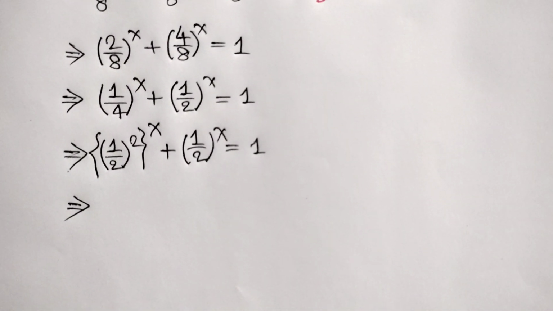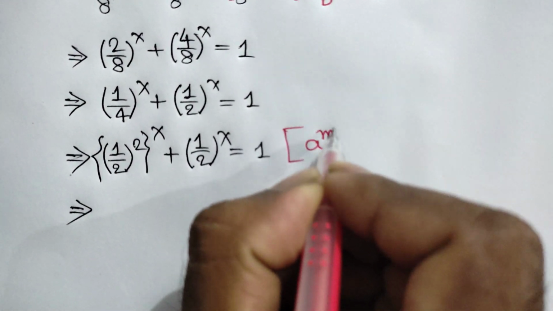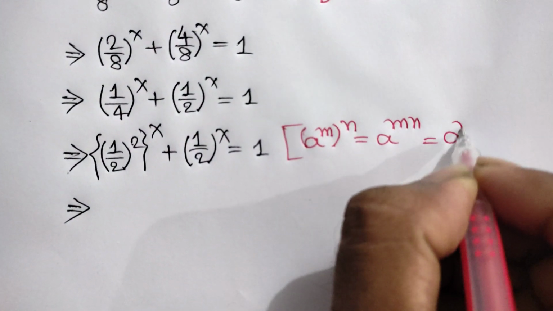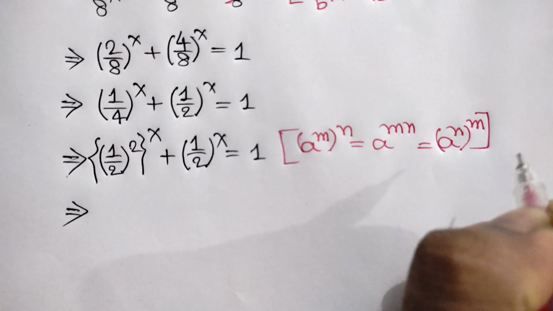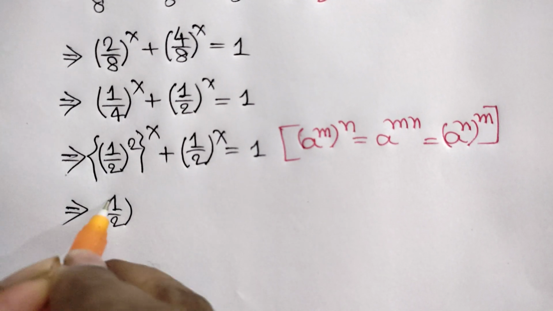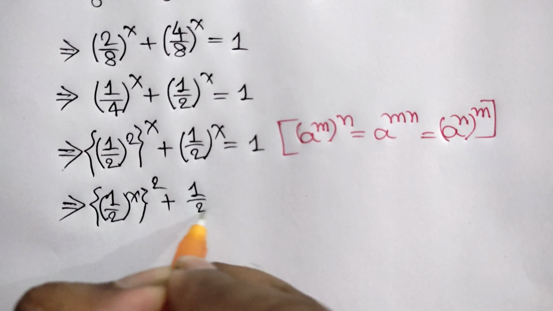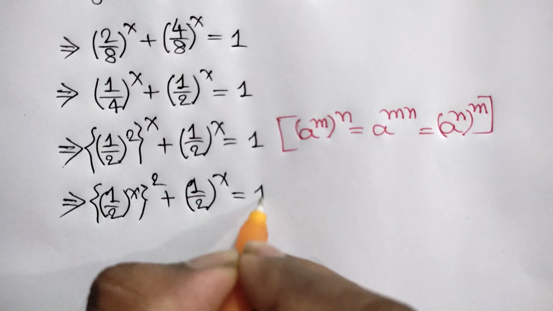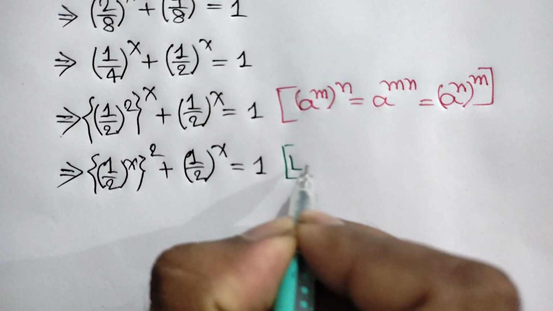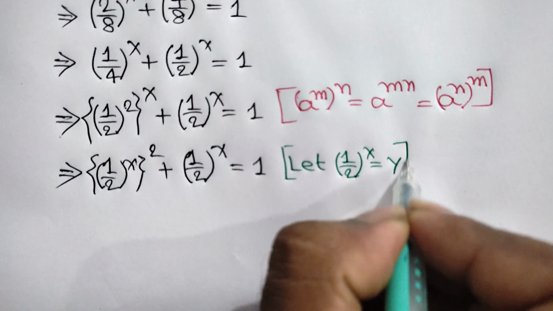Now again we know an exponential formula: a to the power m whole to the power n is equal to a to the power mn, which is equal to a to the power n whole to the power m. Applying this formula, we can write 1 over 2 whole to the power x, squared, plus 1 over 2 whole to the power x is equal to 1. Now let 1 over 2 whole to the power x be equal to y.